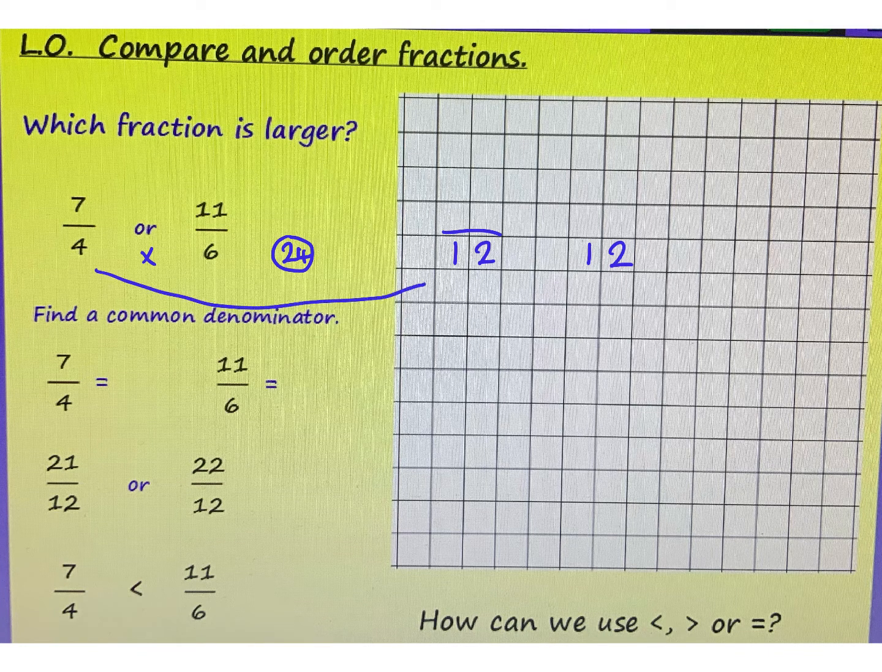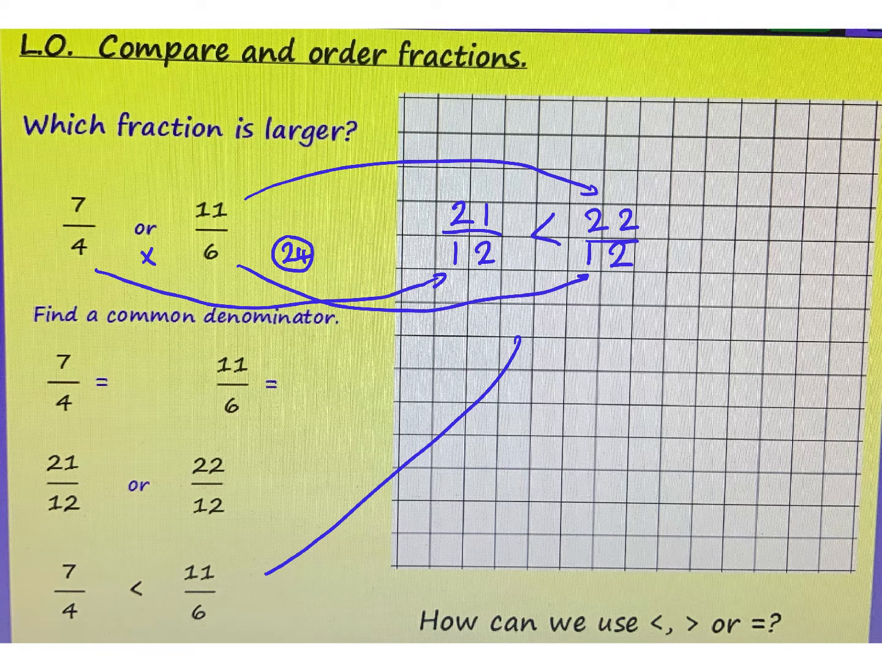4 goes into 12 three times. So we need to multiply 7 by 3 to get 21. 6 goes into 12 two times. So we need to times the numerator by 2 to get 22. Now these fractions are very similar, 21/12 and 22/12, but 22/12 is greater than 21/12. And if we go back to our original question, 7/4 is less than 11/6.